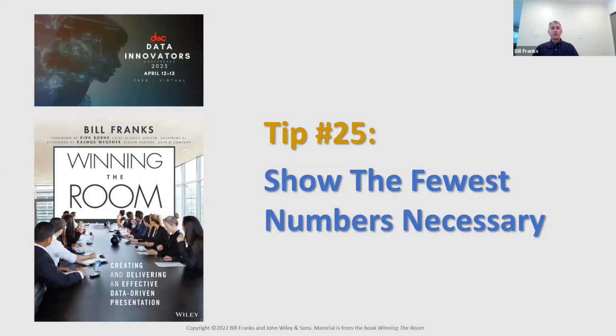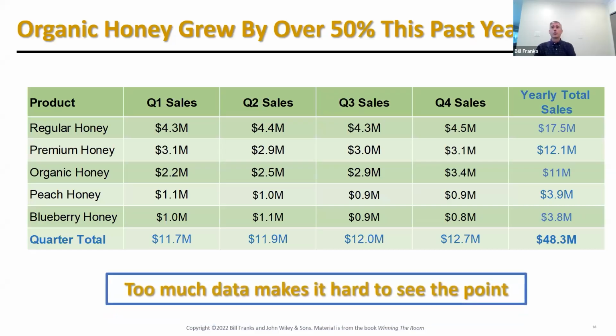One of the biggest things you've got to be sure to do is to show the fewest numbers necessary to make a point. This is a common error. Here's a very, quote, simple chart. I have 5 products, 4 quarters with totals and subtotals. 31 numbers on the screen. Notice my headline, organic honey grew by over 50%. You can look at this table and you can probably do okay in terms of picking out and seeing exactly what the trend is that I'm talking about, but it's kind of hard.